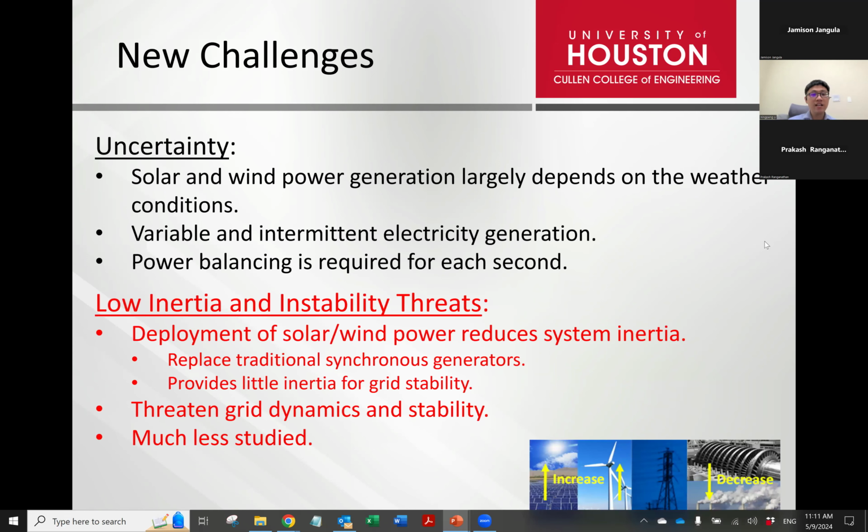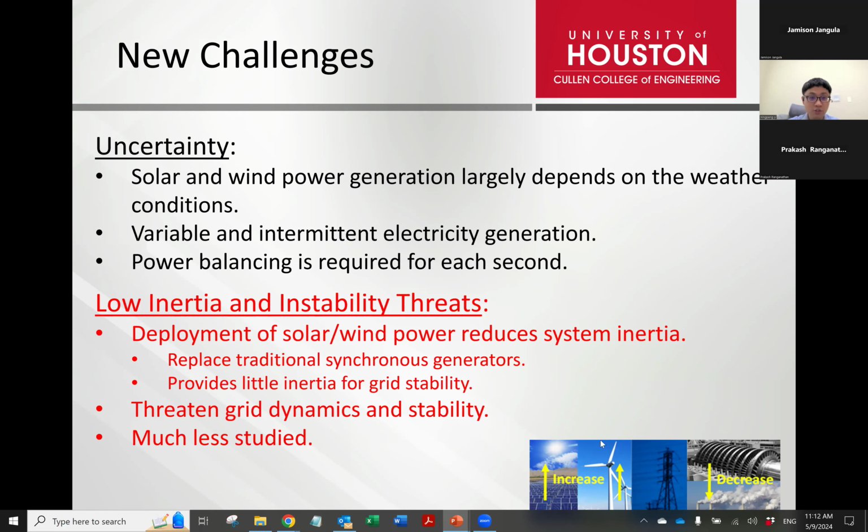Another major challenge is related to stability, low inertia. You can see this diagram here, right? This is a traditional synchronous generator. They are very large and heavy. They rotate to provide electricity, so they can provide a lot of kinetic energy. That's what I mean by inertia, power system inertia. Power system inertia is very important to regulate system frequency following a large disturbance, especially in the first second.